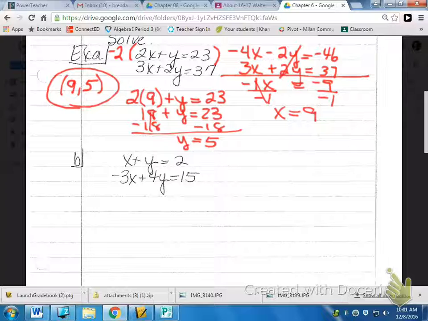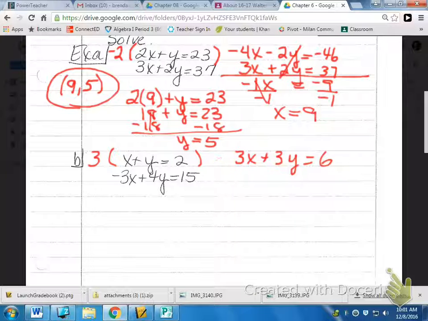Because look at the next one. X plus y equals 2, and -3x plus 4y equals 15. Well, since the x and the negative 3x are already opposite signs, I'm just going to multiply the top one by 3. So this time it'll be the x that I'm dealing with. So 3x plus 3y equals 6.